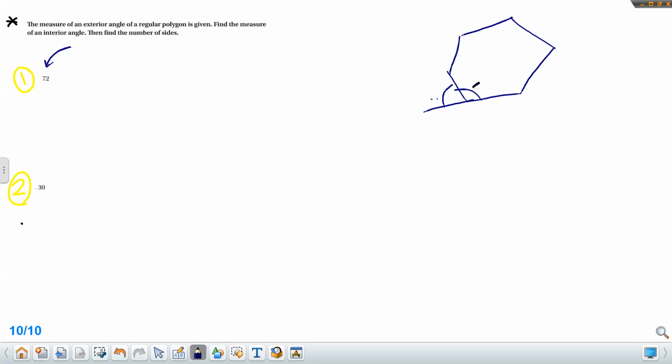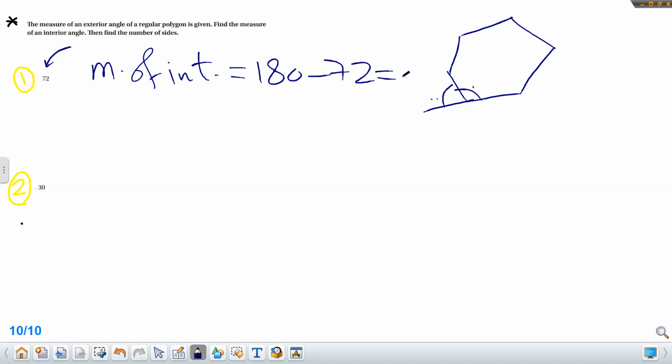So if you have the measure of the interior angle, you can find the measure of the exterior angle. And if you have the measure of the exterior angle, you can find the measure of the interior angle, because they are supplementary. The sum of them is 180. So now we can say the measure of the exterior angle equals 72. So the measure of the interior angle equals 180 minus 72, which is 108. This is how to find the measure of the interior angle. But how to find the number of sides?